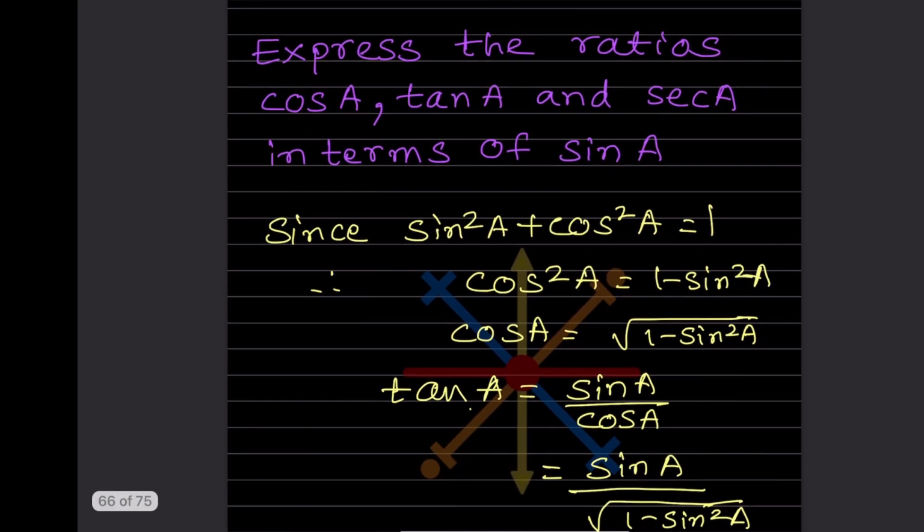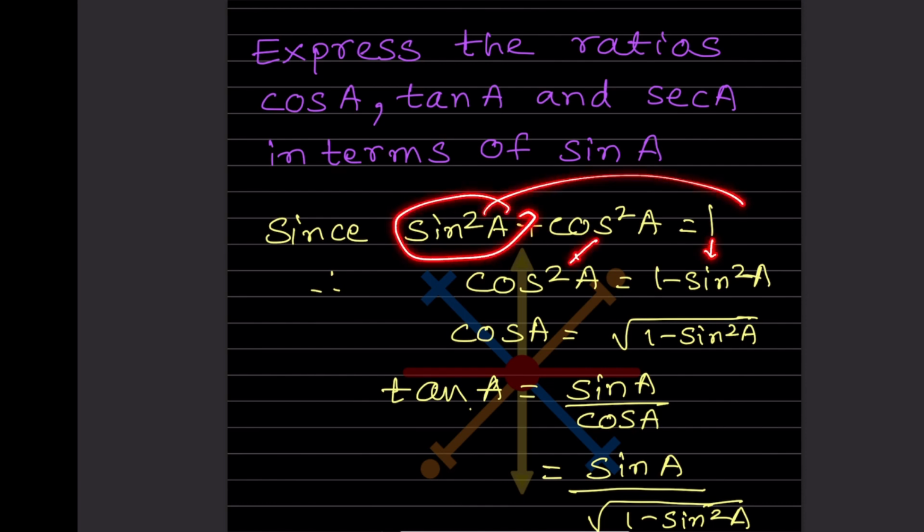Now let us express the ratios cos A, tan A and sec A in terms of sin A. You know that sin square A plus cos square A is 1. Or you can also write theta, but since here it is A, we are going to write A. This is the first identity. When we rearrange this, cos square A is 1 minus sin square A, taking sin square A to the right side.